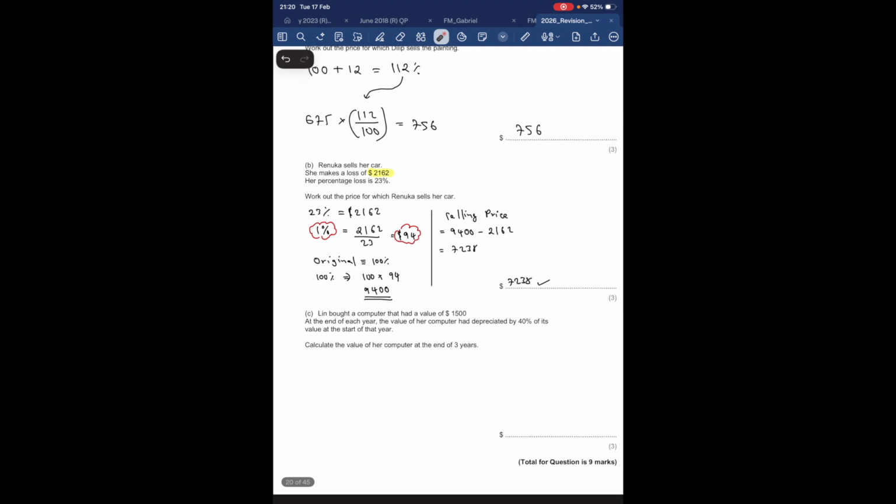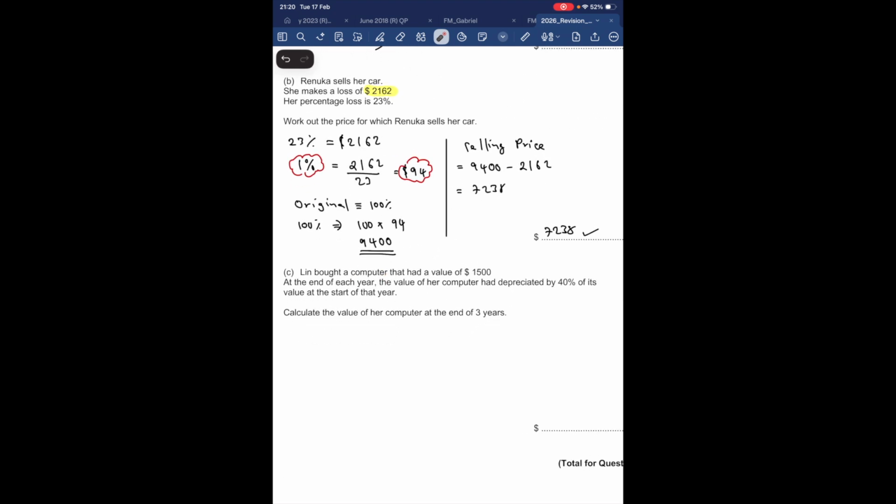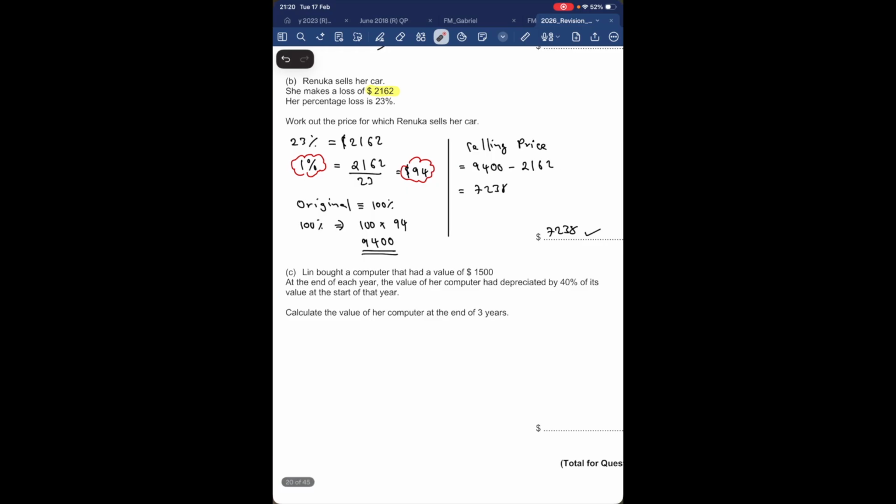Part C refers to Lynn buying a computer which had an original value of $1,500. So at the end of each year, the computer depreciates. Depreciate basically means goes down or decreases by 40% every year. So we want to work out the price of the computer at the end of 3 years. This is a classic example of compounding. Usually compounding is like a type 1 percentage, but we're doing it over many years. And it's a very, very easy calculation to do.